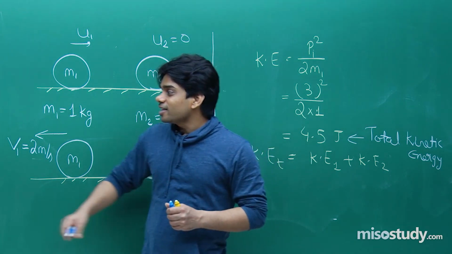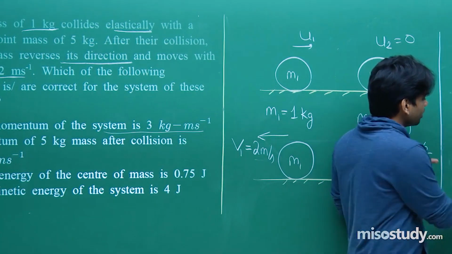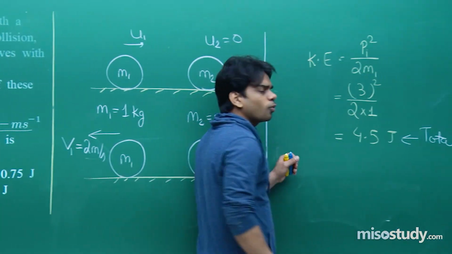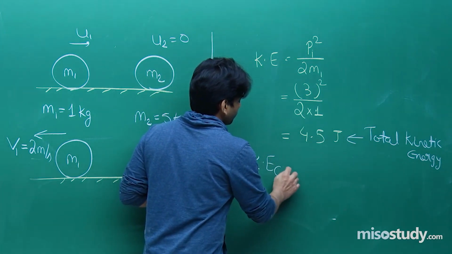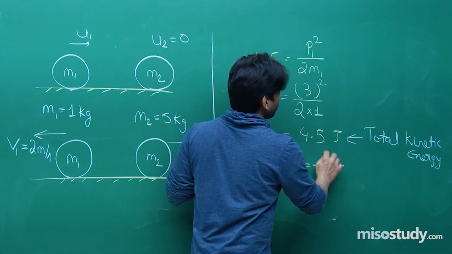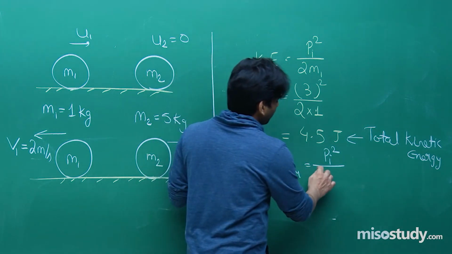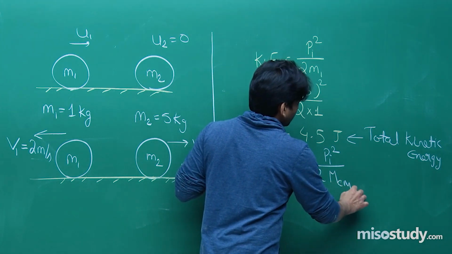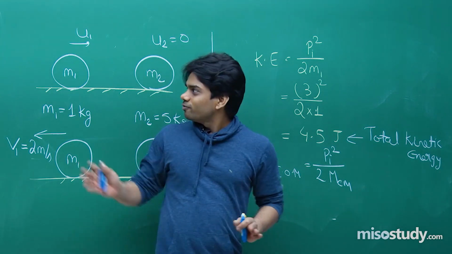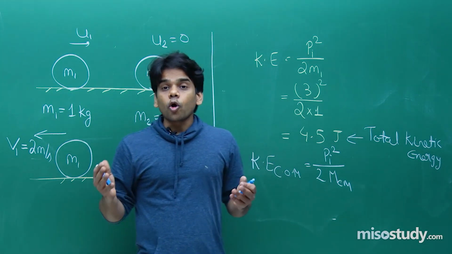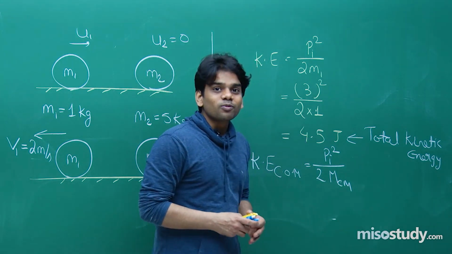It has said that the kinetic energy of the center of mass is 0.75 joule. For it, how you have to proceed. Since we got total kinetic energy, that is 4.5 joule, for center of mass kinetic energy, you will be using the momentum of the system divided by twice the mass of center of mass. Now center of mass will be having the initial momentum of the first body which was moving, but its mass will be also due to this object also. So total mass will be 1 plus 5, that will be 6 kg.